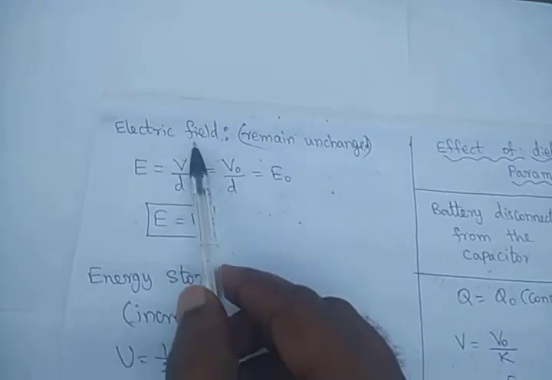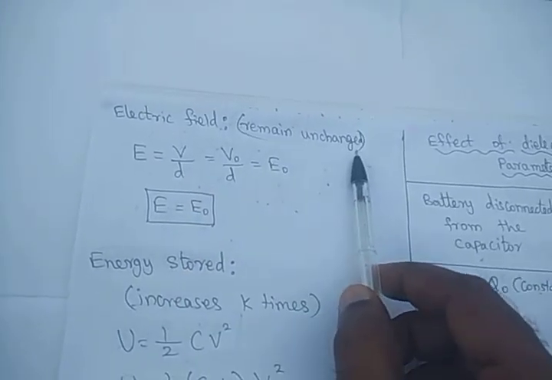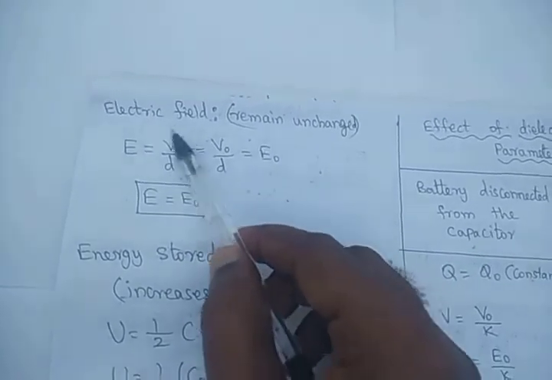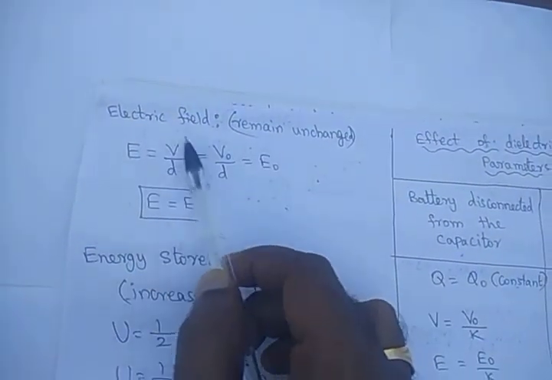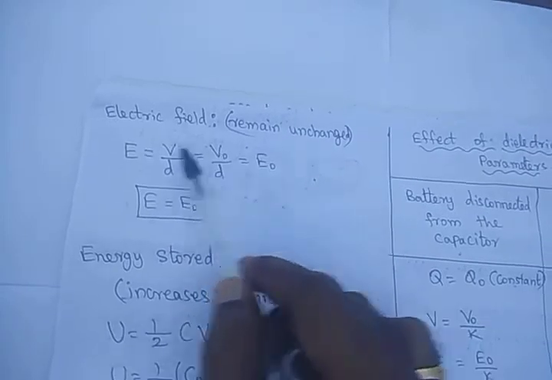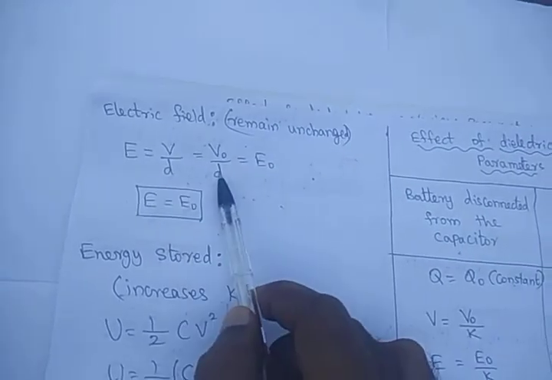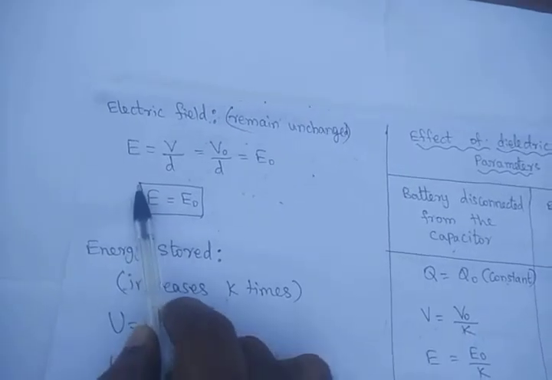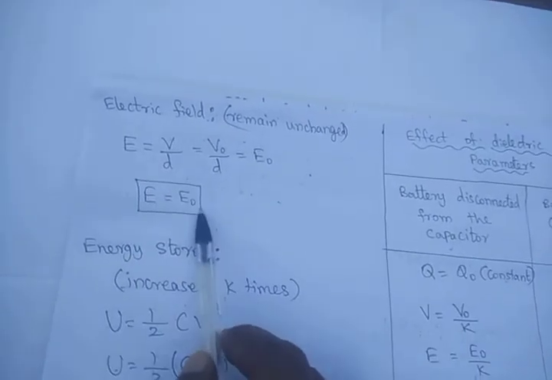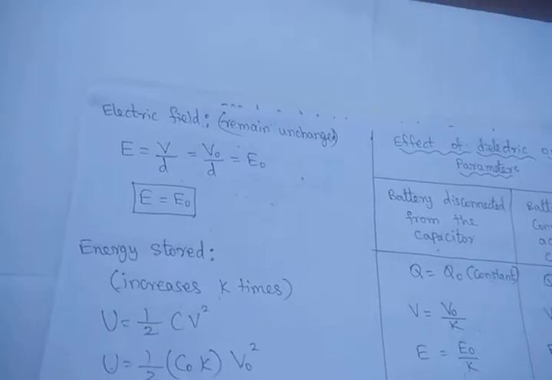Now what is the electric field? The electric field also remains unchanged, because as the potential is not changed, similarly the electric field is also not changed. So both are equal, that is, E is equal to V0 by d, which is equal to E0. So after the dielectric slab is inserted and before it is inserted, both electric fields are the same.